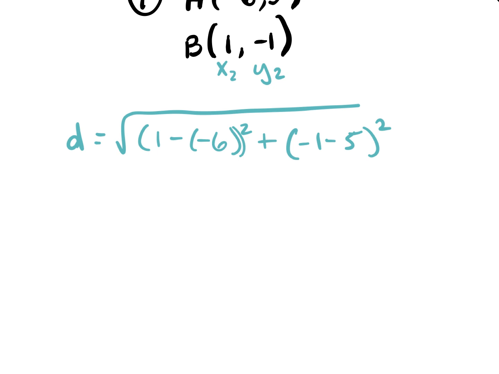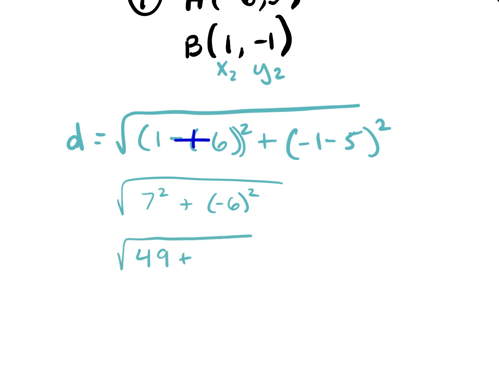What is 1 minus negative 6? What happens to the minus a negative? What does it turn into? A plus. So 1 plus 6 would be 7. Awesome. So we have 7 squared plus, what is negative 1 minus 5? Negative 6 squared. What's 7 squared? 49 plus, what's negative 6 squared? Positive 36. And then we have 49 plus 36, which would be what? 85.